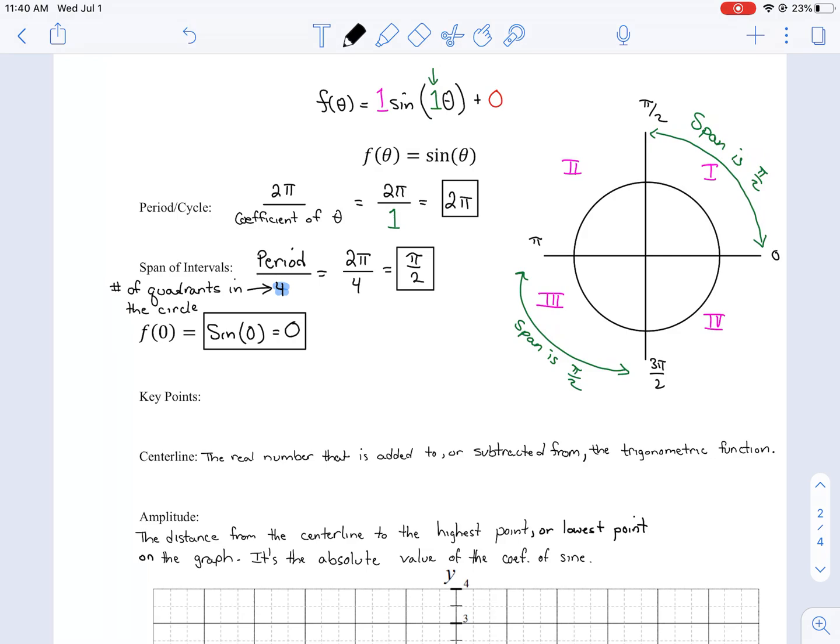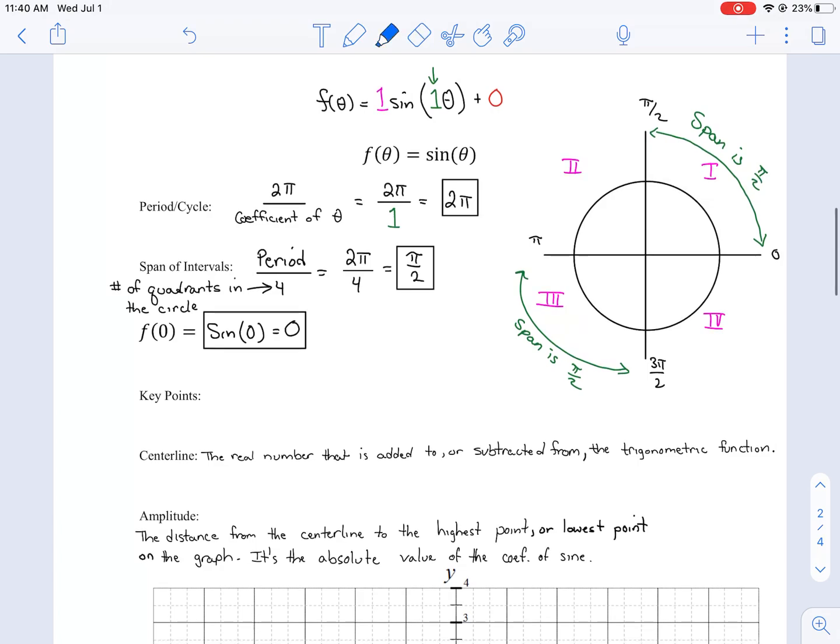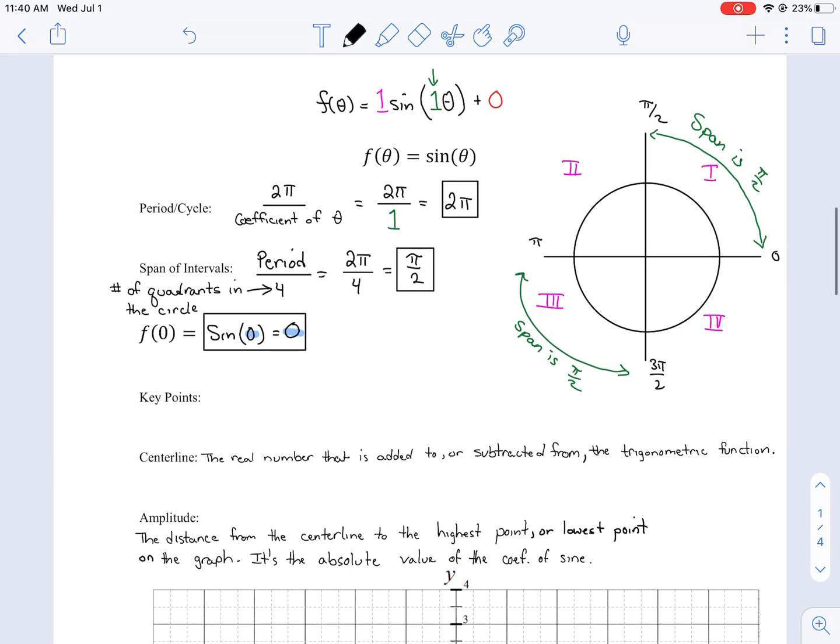Next, the key points. The key points are going to start at the coordinate 0, 0. Then we're going to move around the unit circle and go to pi halves. That is going to be the next key point, and the sine of pi halves is 1.